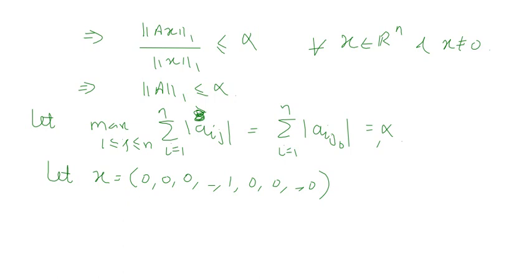Okay, what is here is, this is j naught entry. If I choose this value, then certainly norm of x1 is 1.